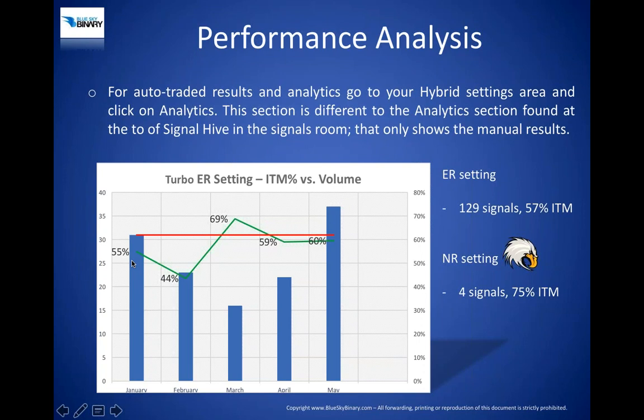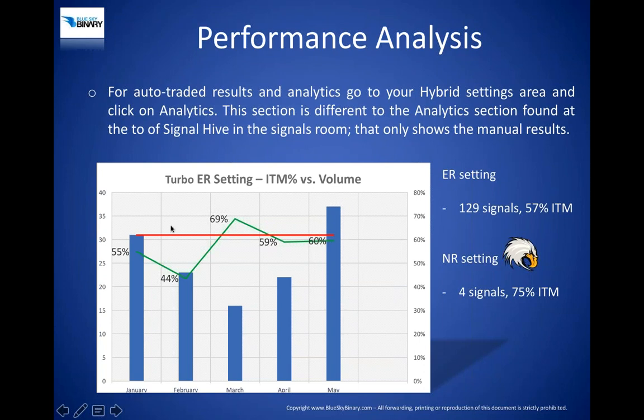So in January, the Turbo was only able to achieve 55%. In February, market conditions became very difficult. Volatility became even more unreadable, and performance dropped to 44%. In March, it had a great month. It was at 69%, so it more than made up for the previous month, albeit on smaller volumes. But generally, April and May have been somewhat lackluster.